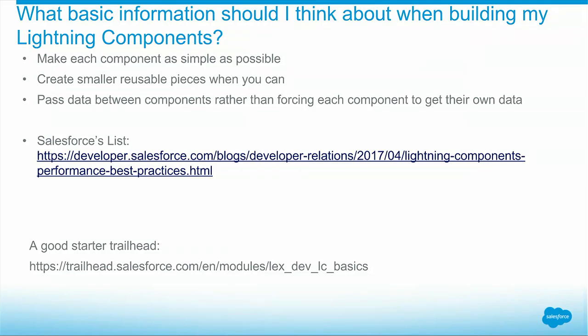All right, so what is some basic information I should think about when building my Lightning components? Rule number one for us is to try to make these components as simple as possible. If your component is doing too many things, you want to try to break those into smaller components so that you're not having too many responsibilities inside one component. So it's better to have smaller, more reusable Lightning components that we can build out and reuse later, rather than have one giant component with a lot of things going on in it.